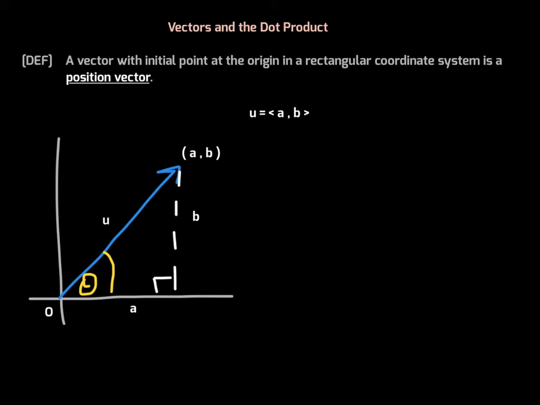And I don't want us to lose the fact that this vector is called a position vector. Its initial point is at the origin, like we already said, and the terminal point is at the ordered pair a comma b, which is the reason why we use this special notation for identifying a vector.